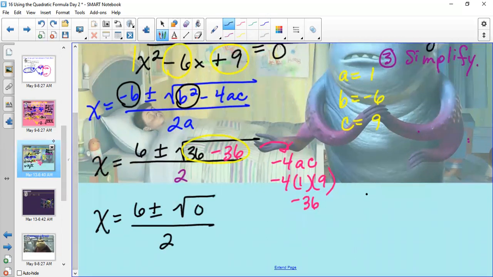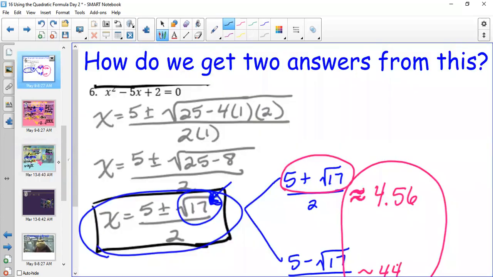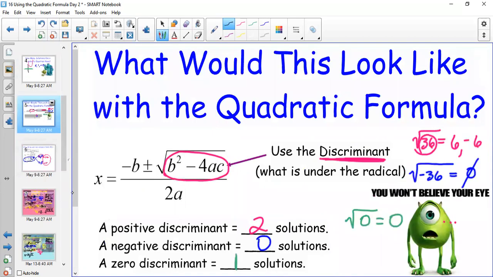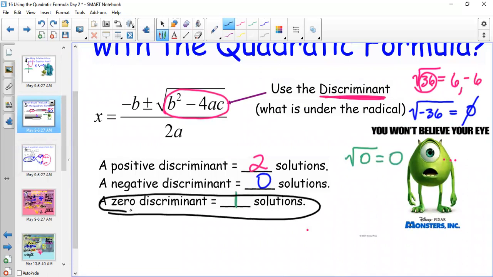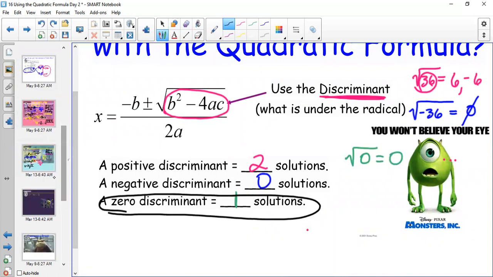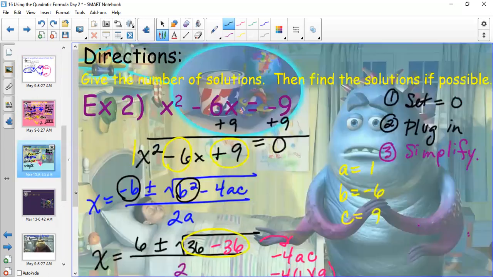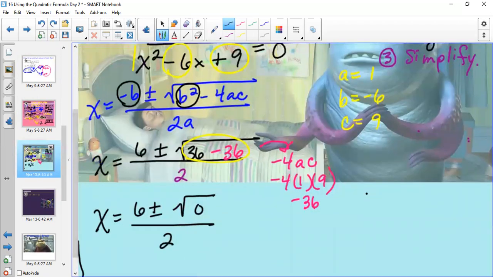And if you remember, three slides ago, we said if our discriminant was 0, we were going to have one solution. And I'll show you why we only end up having one solution. It'll make sense when you see this. Okay, so I know that, because that is 0, I am going to have one solution.